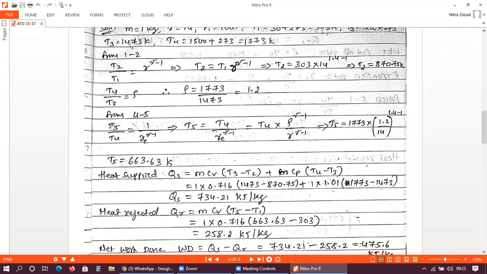Now we need to calculate T5, because T5 is required here for heat rejected, right? To calculate this T5, this is the equation: T5 is equal to T4 divided by Re raised to gamma minus 1. This Re is nothing but the expansion ratio, which is given by R divided by rho, all raised to gamma minus 1.